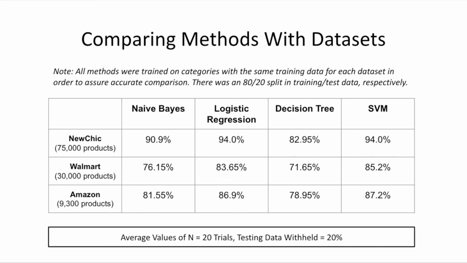As you can see, the logistic regression and SVM methods generally performed best, followed by naive Bayes and decision tree. In each case, we trained the classifier using the product's main categories, that is, not their subcategories. Because each dataset has relatively few main categories, the prediction accuracies are understandably rather high.